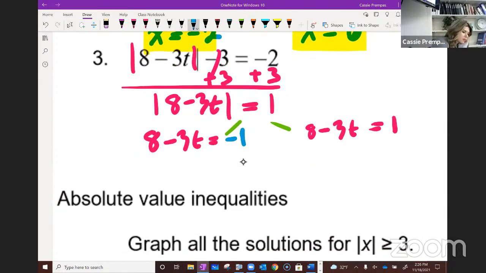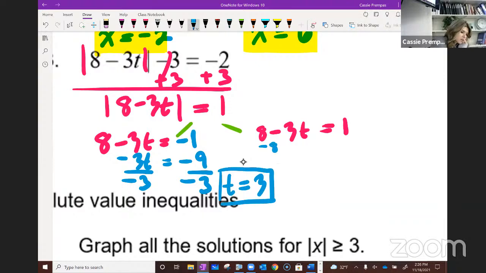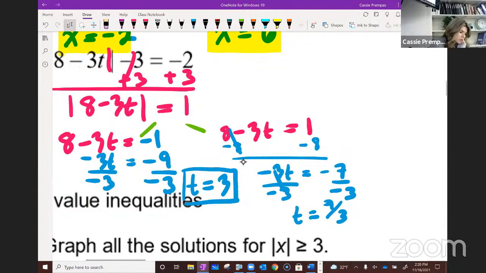We would subtract 8, which would give us -3t is equal to -9. Divide both sides by -3. What happens when you divide a negative by a negative? Positive. Good. So we're going to get t equals 3 for one of the answers. And then on the other side, subtract 8, we'll get -3t is equal to -7. Divide both sides by -3. What's negative divided by a negative? Positive, so we get an answer of 7/3. Or you could call that 2 1/3, yep.